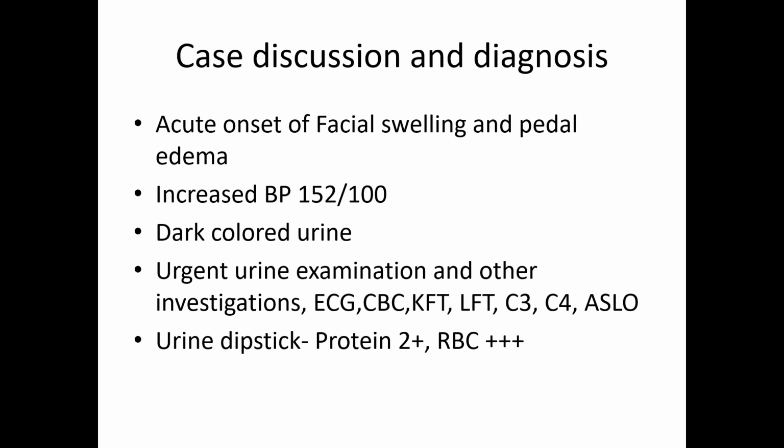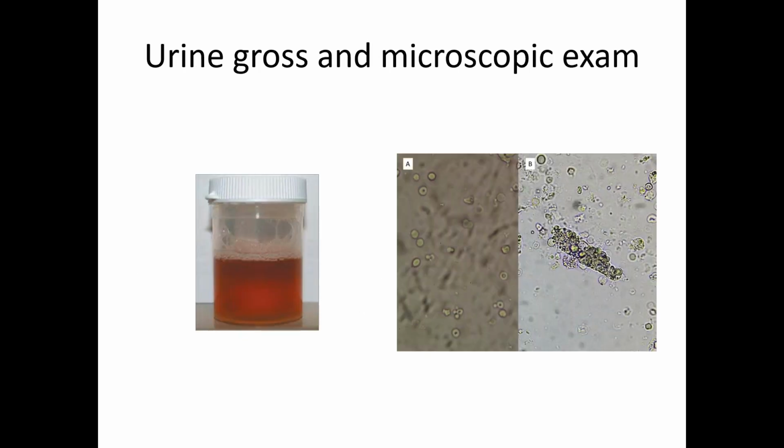Urine dipstick, which is easily available, came out with proteins 2+, and RBCs on the dipstick were 3+. This was the urine gross examination of the patient. This is a dark reddish color. And when you see under the microscope, there are a lot of RBCs. It's dysmorphic RBCs, and there is an RBC cast.